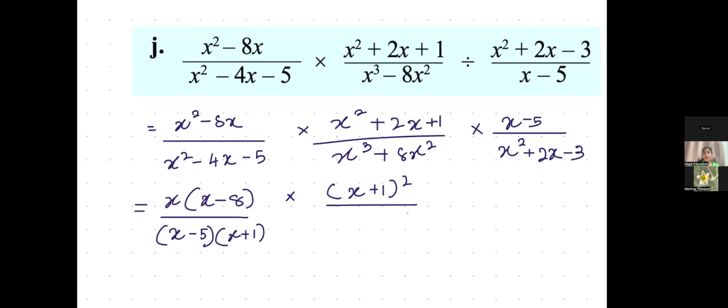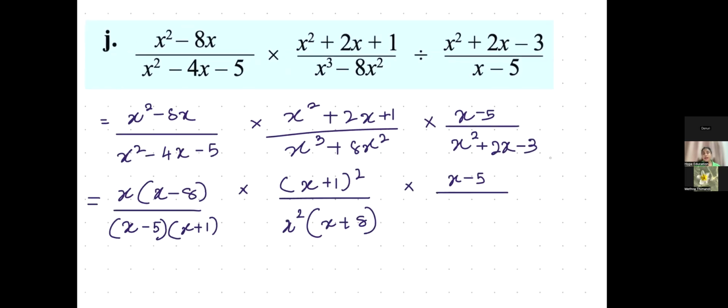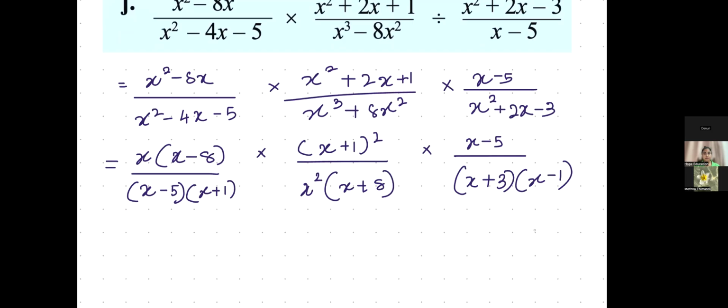Then x cubed plus 8x squared. Here x squared is common, so I take x squared out. Then I have x remaining here plus 8. Multiplied by, here I have x minus 5. And here I have x squared plus 2x minus 3. That we can write as x plus 3, x minus 1. Up to this point, is it clear?